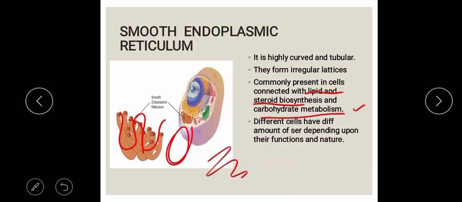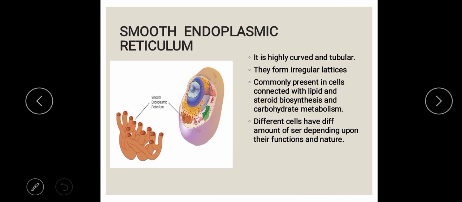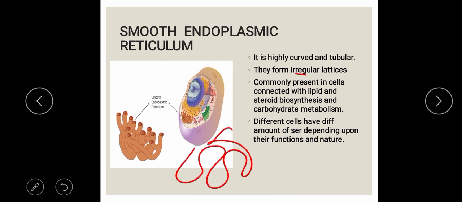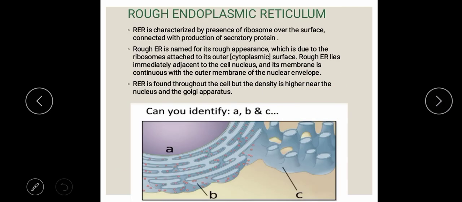Smooth endoplasmic reticulum is highly curved and tubular. They form an irregular lattice. Smooth endoplasmic reticulum is commonly present in cells connected with lipid and steroid biosynthesis and carbohydrate metabolism. The main functions of smooth endoplasmic reticulum are steroid biosynthesis and carbohydrate metabolism. Different cells have different amounts of smooth endoplasmic reticulum depending upon their functions and nature.